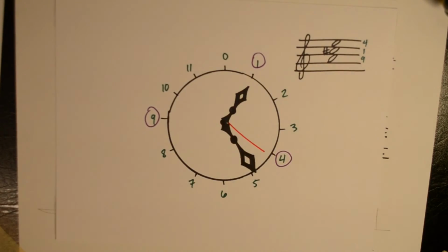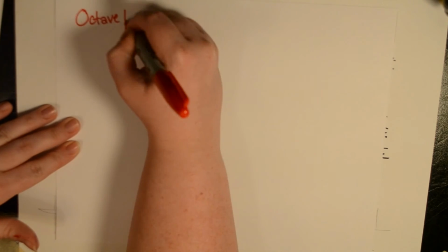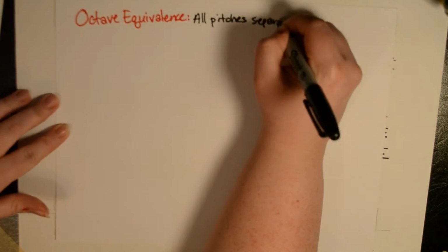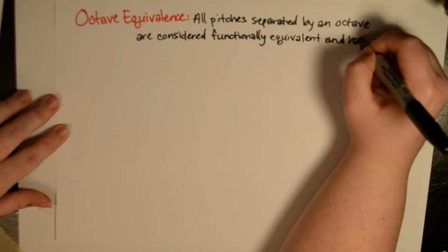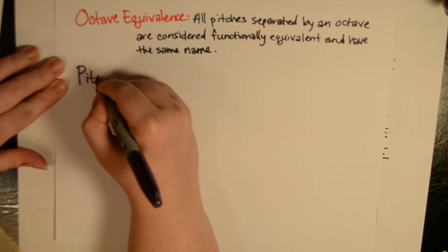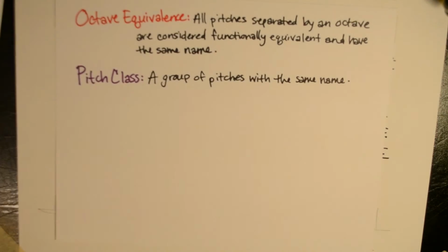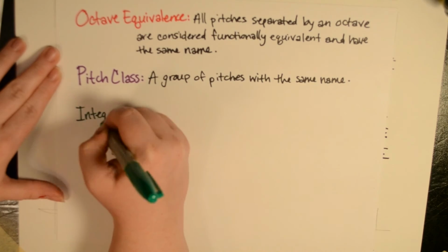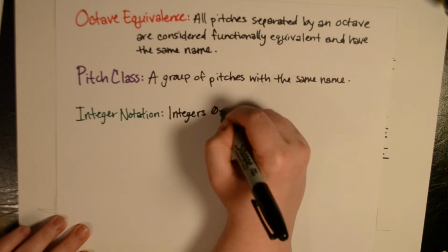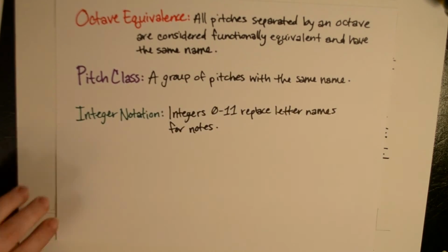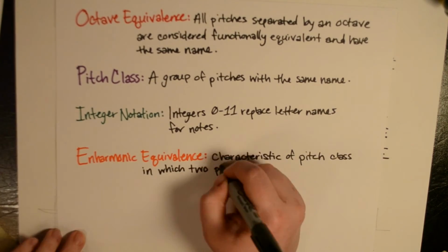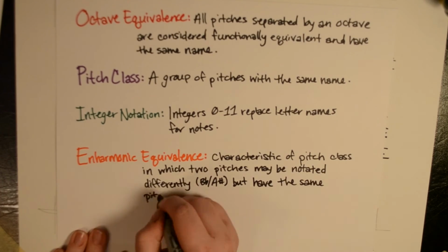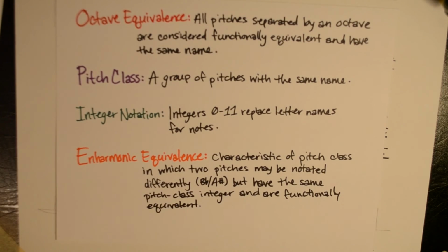Let's end with a quick review of these definitions. First, octave equivalence, which means that all notes separated by an octave are functionally equivalent. A group of pitches with the same name, or integer, are called pitch class. Integer notation means that letter names for notes are replaced by the integers 0 through 11. And finally, two pitches that may be notated differently, like B flat and A sharp, but have the same pitch class integer, are said to be enharmonically equivalent.